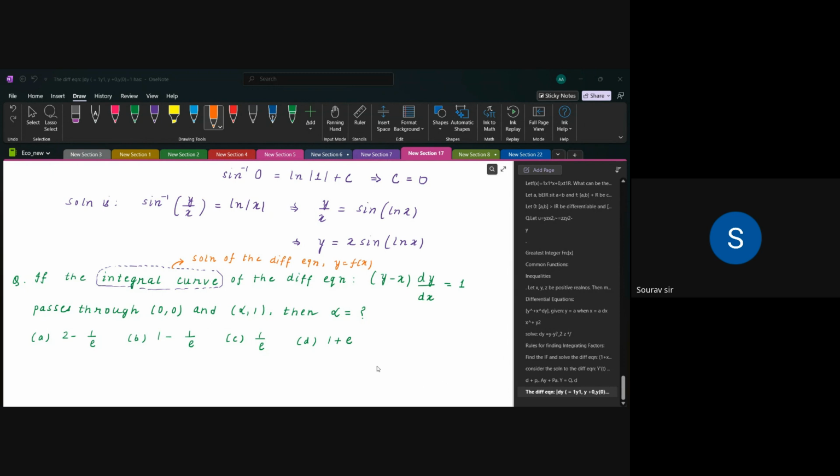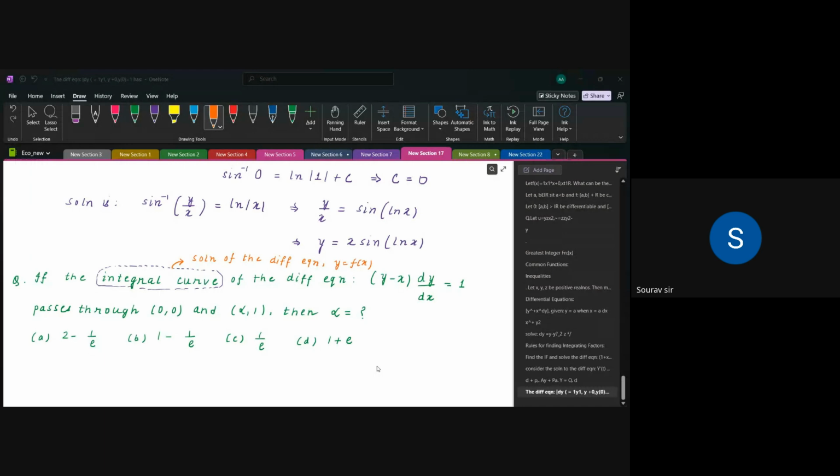The idea is that you are given a differential equation and you are being asked that the solution of the differential equation, which is y as a function of x, passes through 2 points. Then what is alpha? So what we need to do is first solve the differential equation and get the solution, and then put in the points and get alpha. Is it understood by all of you? Is it making sense? Any questions on this? Anyone?